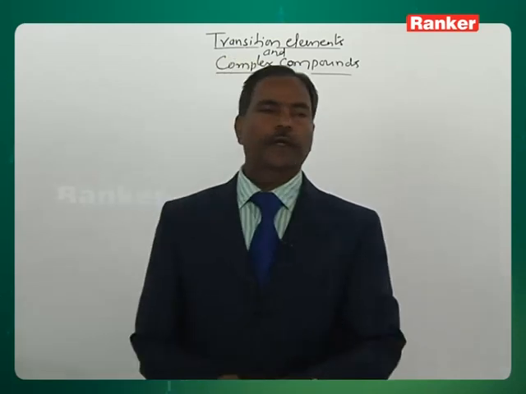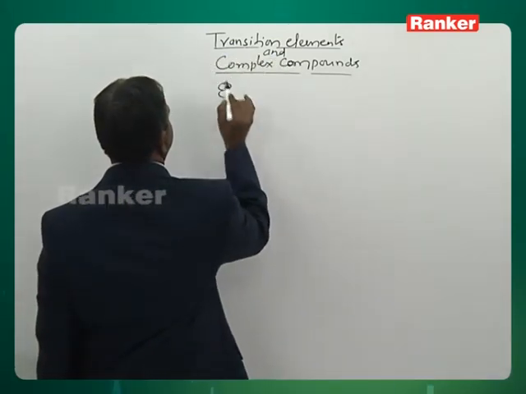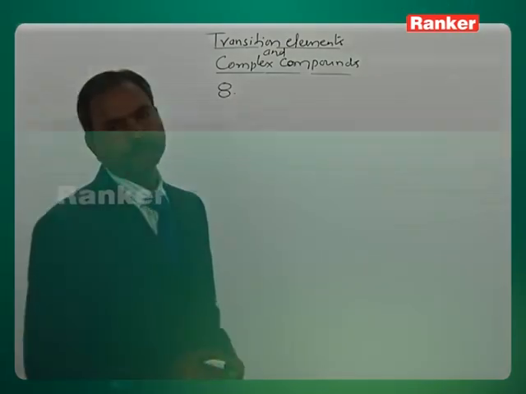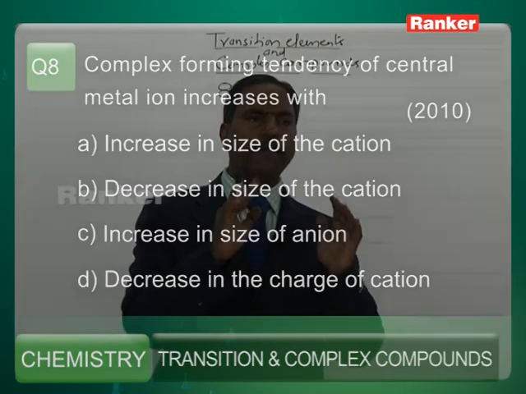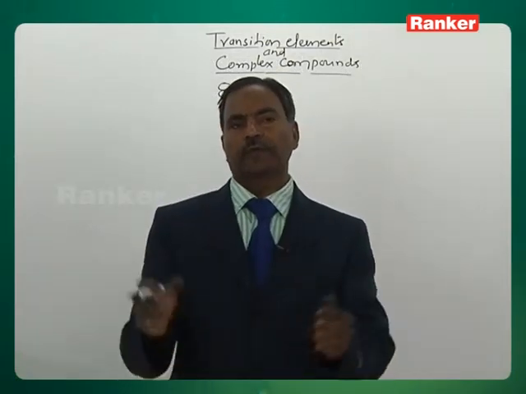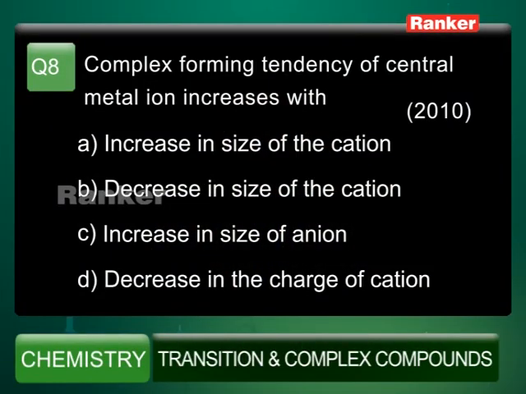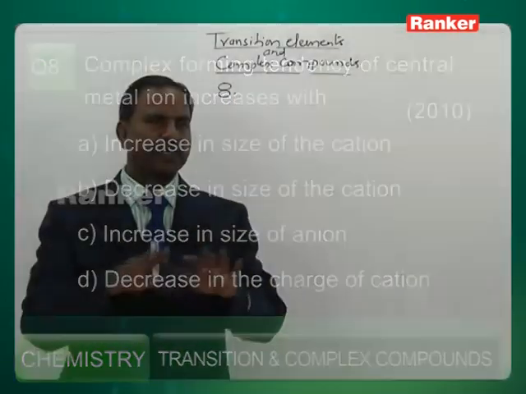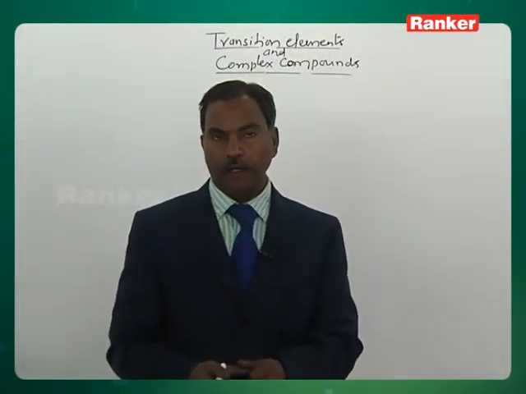Next, coming to question number 8. Complex forming tendency of the central ion increases with what? The tendency of formation of a complex for a metal ion depends on what factor? The size is small, the charge is more, that will have greater tendency. Let us check the options now. Increase in size of the cation, no. When size is increasing, tendency will decrease, but we want the increase in the tendency to form a complex.